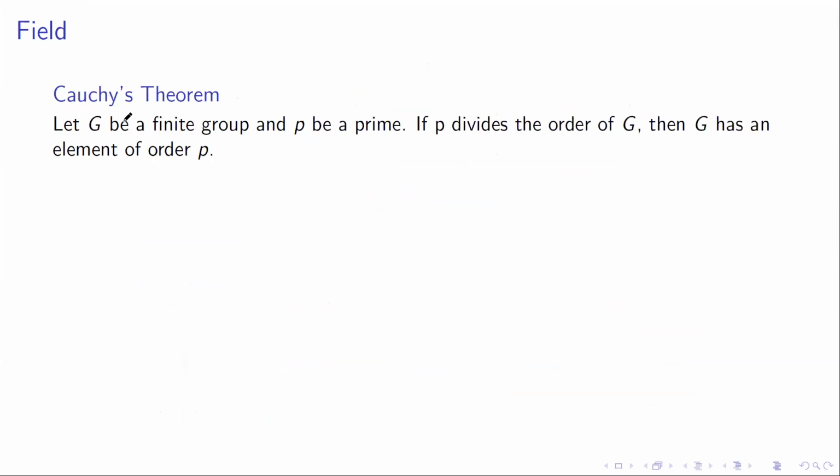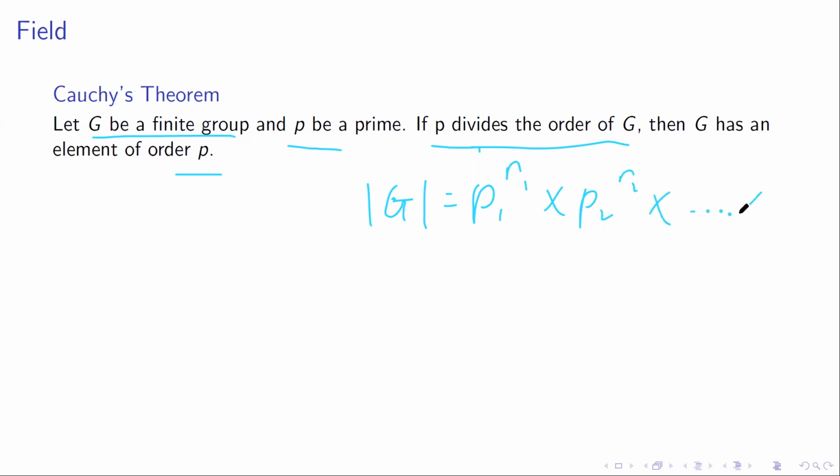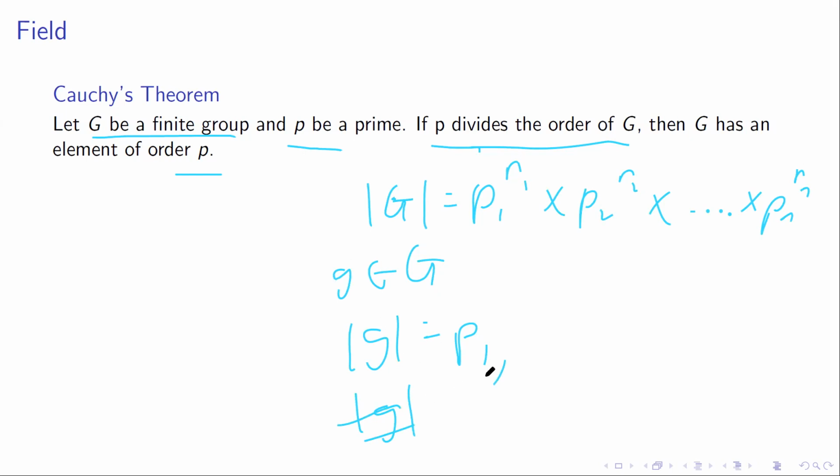First, we need to know the Cauchy theorem. What is the Cauchy theorem? The Cauchy theorem says that if G is a finite group and P is a prime, and P divides the order of G, then G must have an element of order P. So if the order of G is P1^R1, P2^R2, up to Pn^Rn, then there must exist an element in G of order P1, and there might also be another element of order P2, and so on.